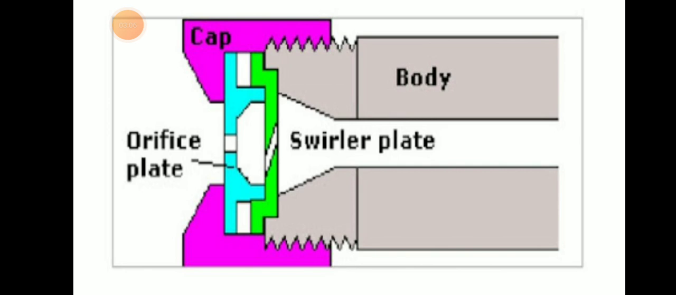Here is one picture of a pressure jet burner. The cap will be the orifice. The pressure energy will be converted into velocity, so that the oil will get atomized into fine droplets in the nozzle body.